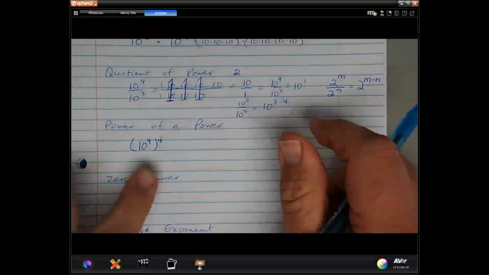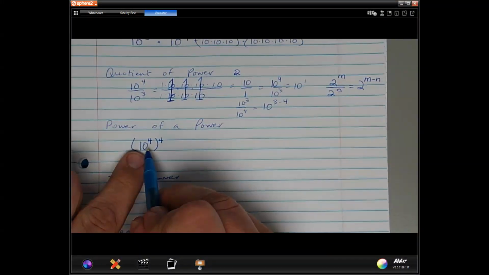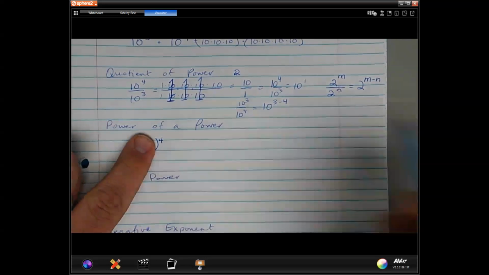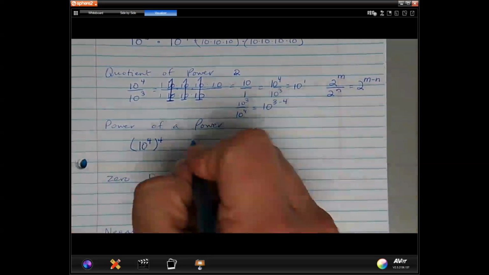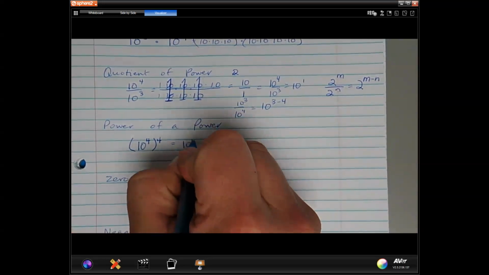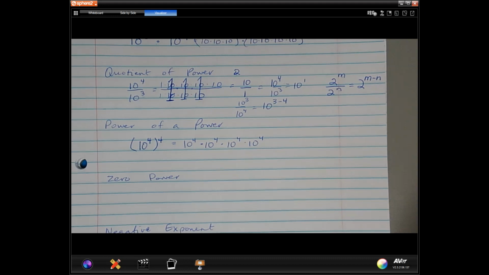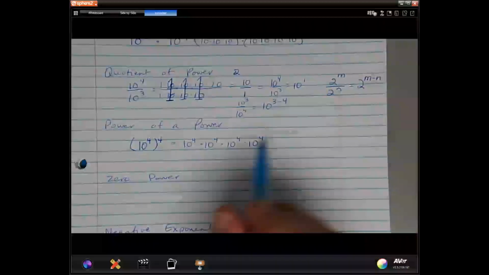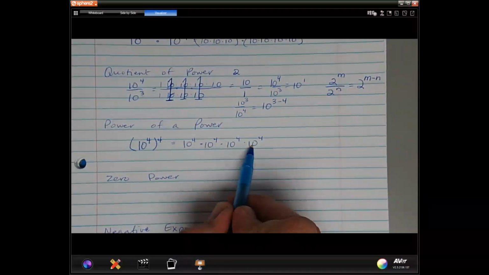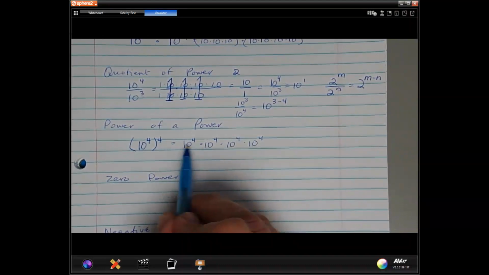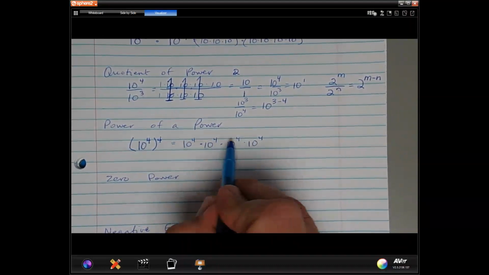What we need to remember is that this value right here inside of the parentheses becomes the base of this exponent out here. And so we can understand that this is 10 to the fourth power times 10 to the fourth power times 10 to the fourth power times 10 to the fourth power. By the rule of product of powers, we see that we're multiplying several powers with the same base. We could simply add these exponents together.